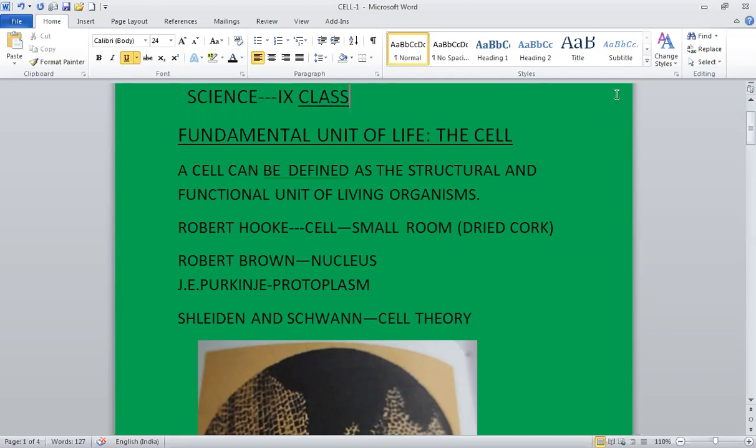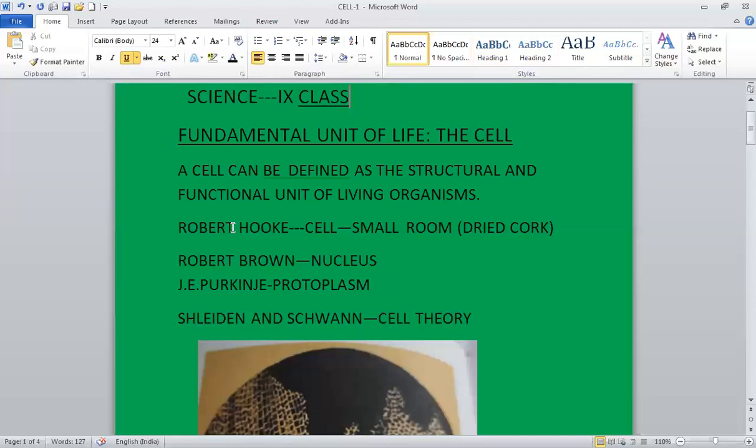Aristotle, in 384 to 322 BC, put forward the concept of a cell. Then Robert Hooke, you must all have heard the name of Robert Hooke, was an English natural philosopher. He observed the cell for the first time and introduced the term cell.